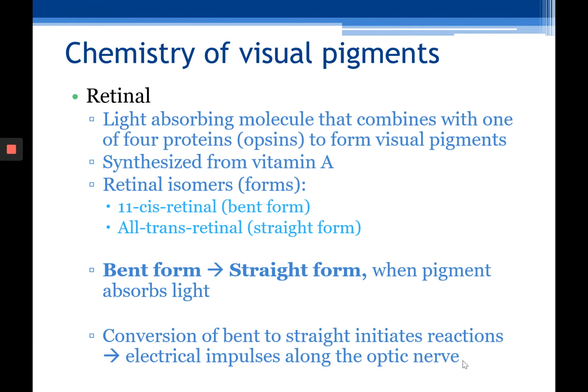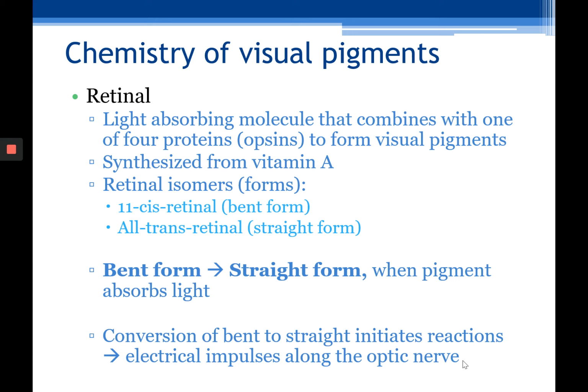Next, we're going to look at the chemistry of visual pigments. We have a couple of players when we're looking at the chemistry of visual pigments, one being retinal. Retinal is just a light-absorbing molecule. It can combine with one of 4 proteins. We're going to look at rhodopsin, which is one of those proteins.